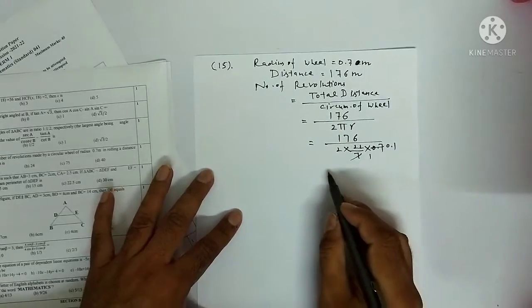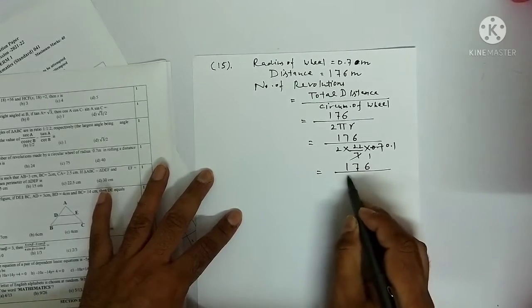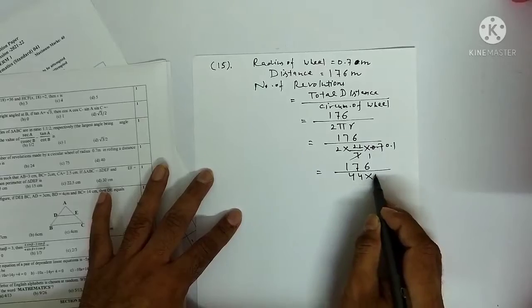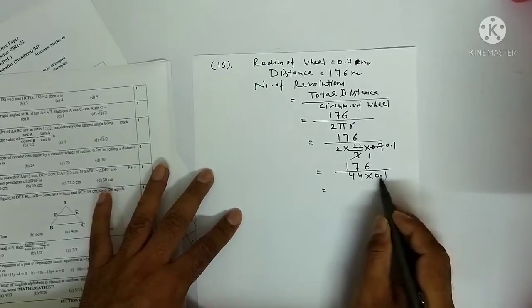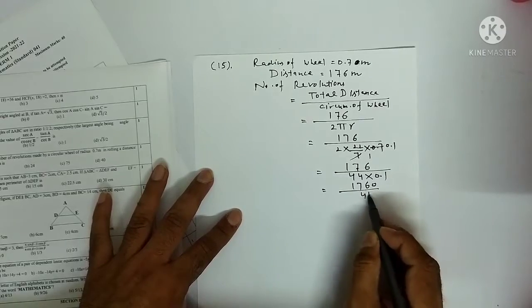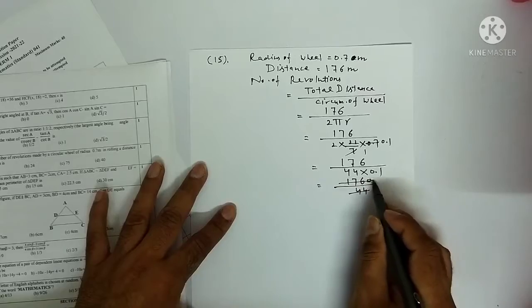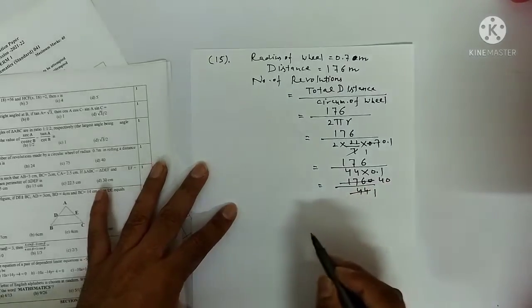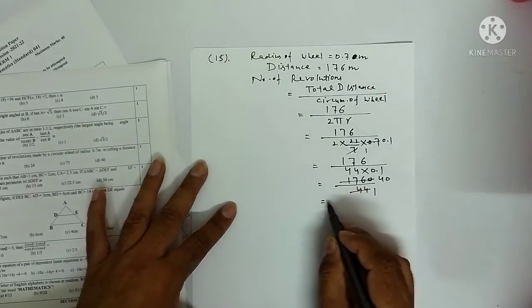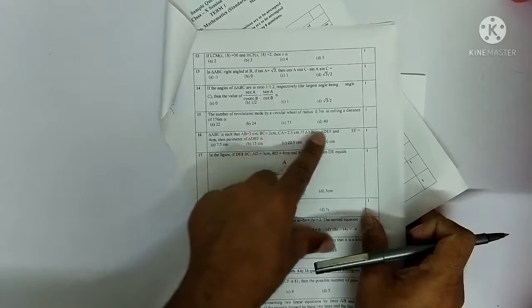So it has come after cutting 0.1. 176 upon 22 2s are 44 into 0.1. This point removed, 1760 upon 44. Now 44 1s are 44, 44 4s are 176 and it is 0. So it will make 40 revolutions. So you can check in the options. The answer is here 40, that is option D.